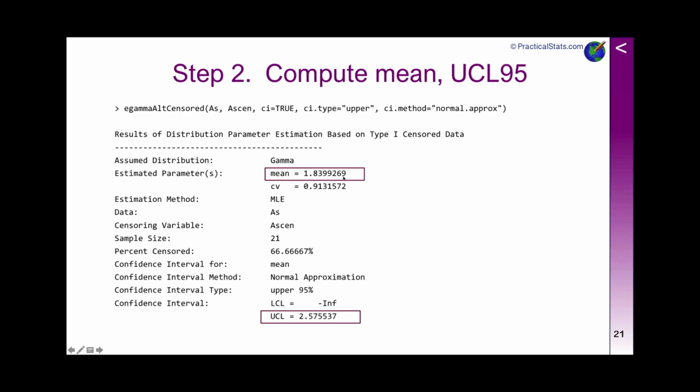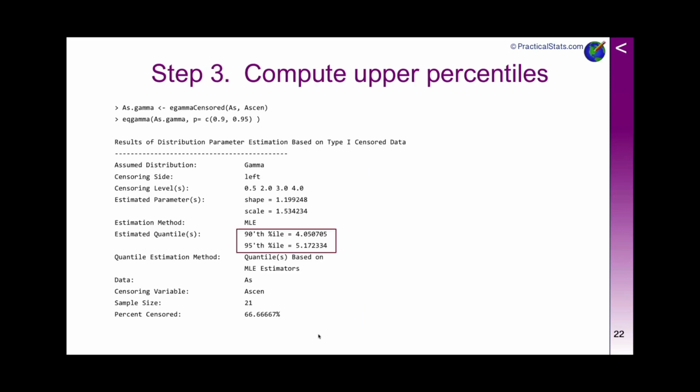It'll give you back an estimate of the mean and a coefficient of variation. And here's the UCL down here. So it's estimating a mean of 1.84 and the UCL at 2.57. And that would be about the best estimate you could come up with for this data set. You could compute percentiles. That's just a different command, but it does this in the same way. It's going to use the characteristics of that gamma distribution. And here is the 90th percentile of 4.05 and the 95th of 5.17.